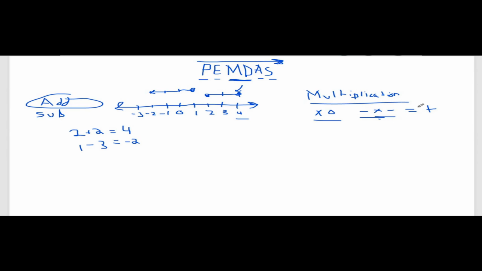So it actually depends on how many negatives you have, because you can multiply long lists of things, right? If you have an even number of negatives, it becomes a positive. If you have an odd number of negatives, it stays negative.